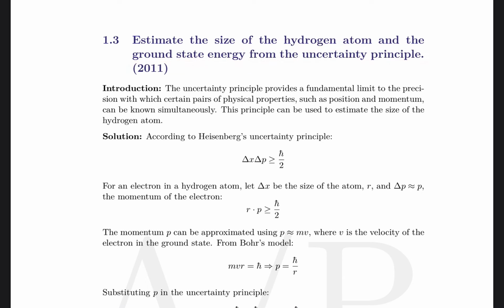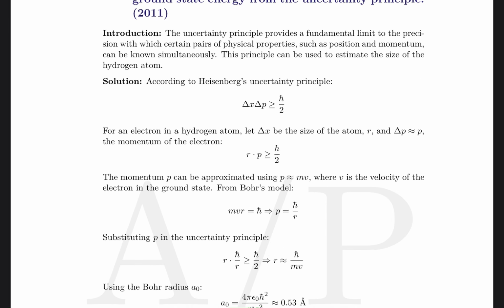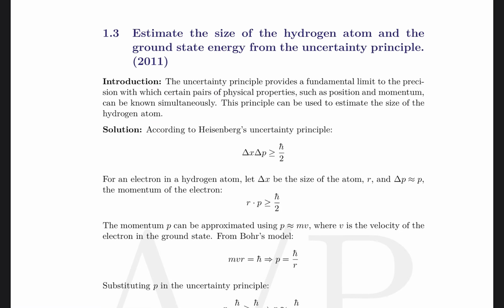Now we need to find out the size of a hydrogen atom and its ground state energy from the uncertainty principle. So first of all, let's see the introduction. It's important here to mention a few things in the introduction. The uncertainty principle provides a fundamental limit to the precision with which certain pairs of physical properties, such as position and momentum, can be known simultaneously. This principle can be used to estimate the size of the hydrogen atom. So we have clearly stuck to the demand of the question in the introduction.